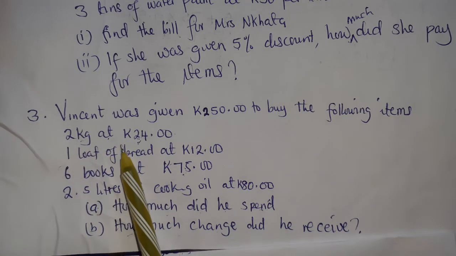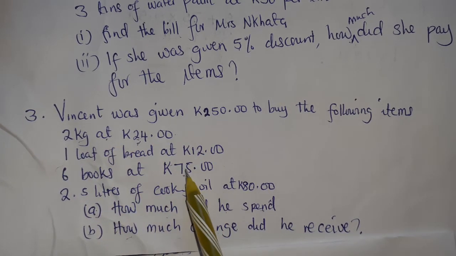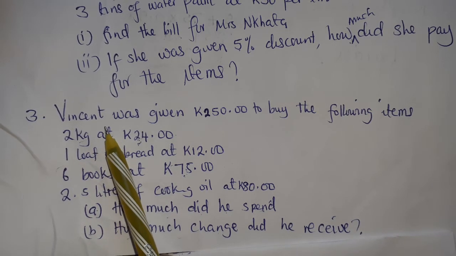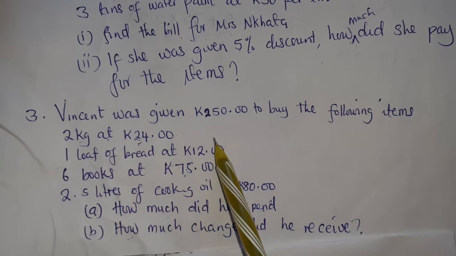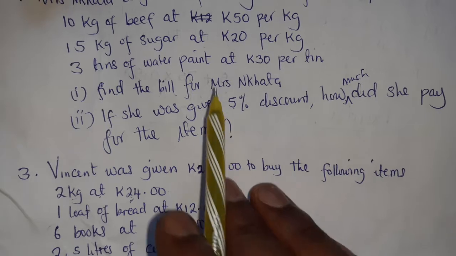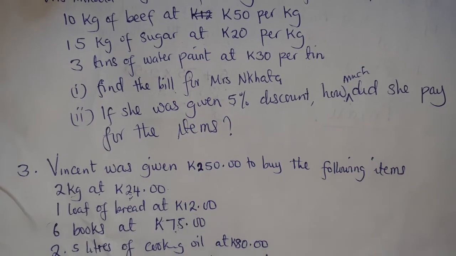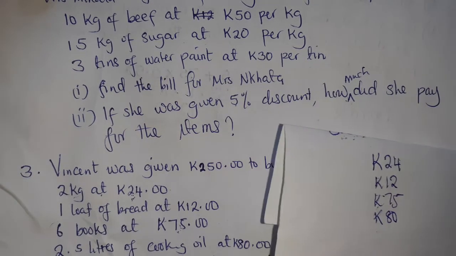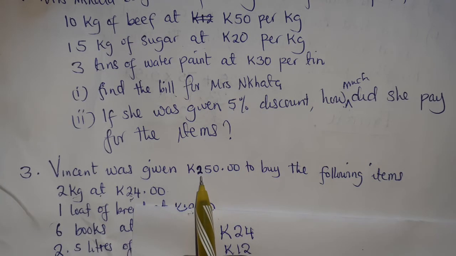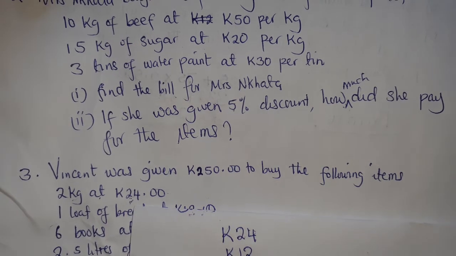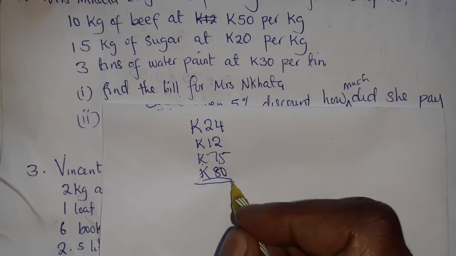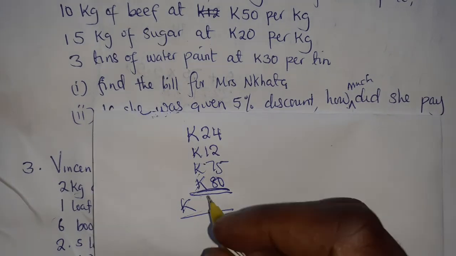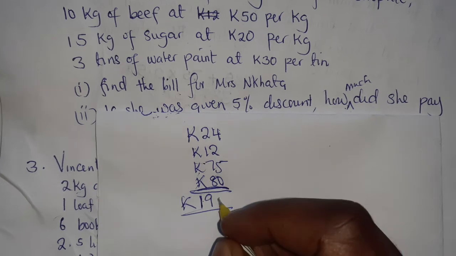So here, just like I'm emphasizing, these amounts, you just get them as they are. There's nothing like bought 2 kgs at per kg. These amounts, we just get them. I think just read this question and you'll be able to see the difference. So here, we add these amounts. And we should know that Vincent had 250 kwacha. So let's add these amounts here. Okay. So what do we get? This is going to give us 191.